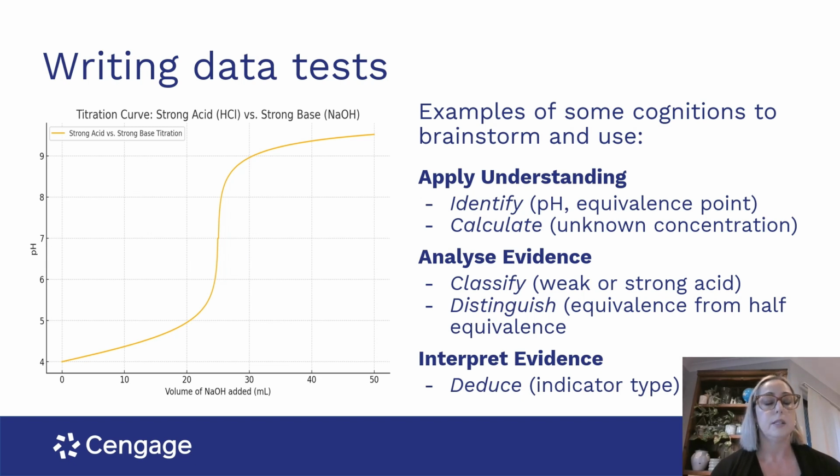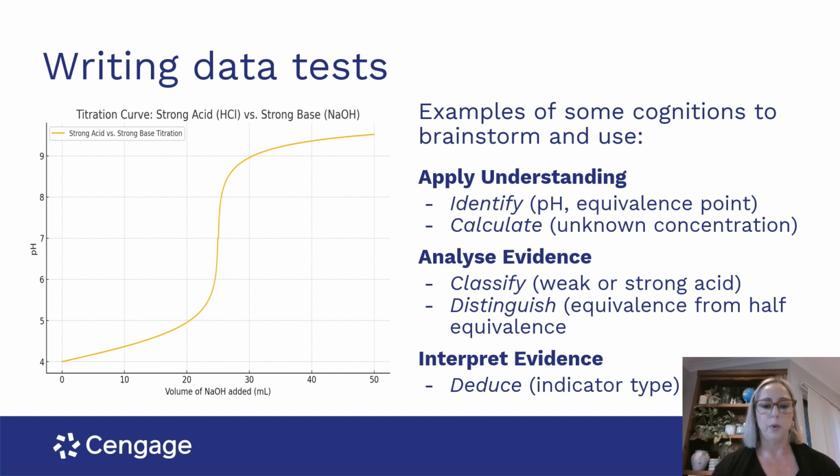We could distinguish what's different from equivalence or half equivalence. Or even if you found a graph that has a strong acid, strong base curve and a weak acid, strong base curve on the same graph, you could distinguish one graph from another in terms of the shape. And then, interpret evidence: we could deduce the type of indicator that is used in the titration based on the data in the formula and data booklet.